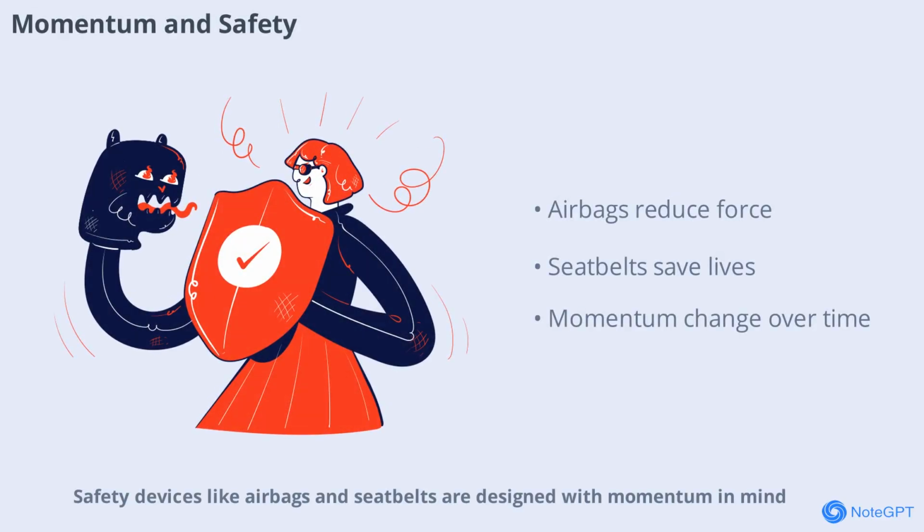Safety devices like airbags and seatbelts are designed with momentum in mind. In a crash, these devices help reduce the force on passengers by increasing the time over which momentum changes. This reduces injuries and saves lives. Understanding momentum allows engineers to create safer vehicles and equipment for everyone.